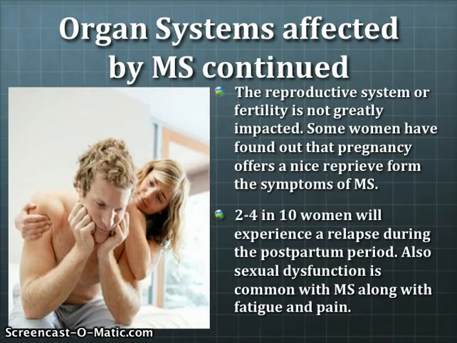It also can affect your reproductive system. Sometimes it's just harder to get going with some people, and some women actually found it relieved their symptoms if they got pregnant, which I thought was weird because I didn't understand how being pregnant would relieve some of your symptoms, but I guess some women do that. And then about 2 to 4 in 10 women will also experience a relapse during the postpartum period, and this can also cause some fatigue and pain, and it just makes it hard to be intimate with your loved one or your companion.